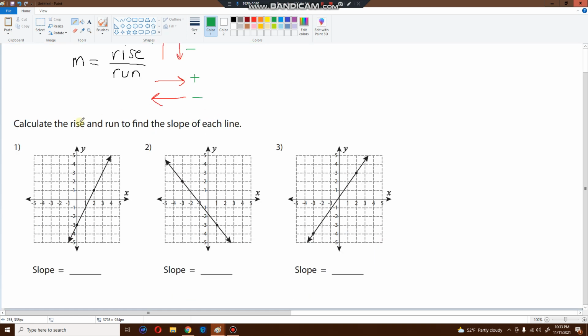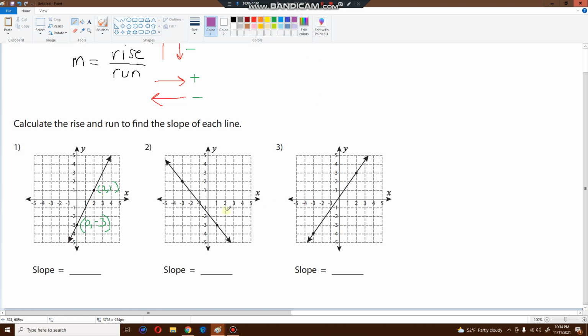Let's start over here. This is number one right here. We have to calculate the rise and run to find the slope of each line right over here. Okay? And they highlighted some coordinate points for us. In this case, they told us that this coordinate point is 2, comma 1. Okay? And right down over here, we've got, looks like, 0, comma, minus 3. They told us there are two coordinate points, and if I wanted to, I could use my slope formula and just plug it in, the delta y over delta x, and I could find my slope. But I don't need to. Using the rise over run technique, I can find out the slope of this particular line without doing any math.